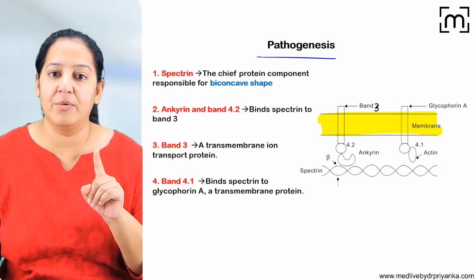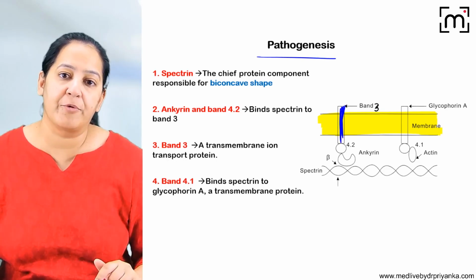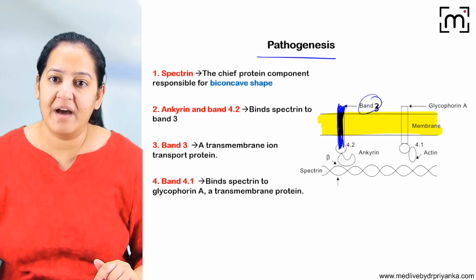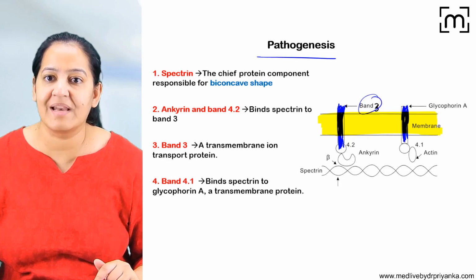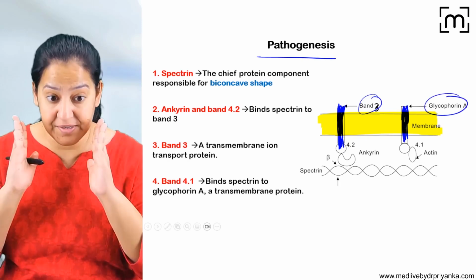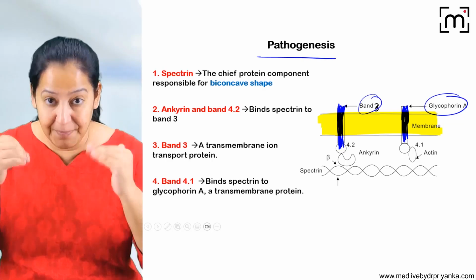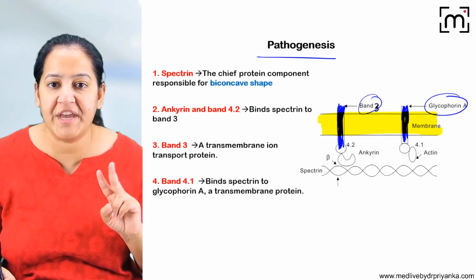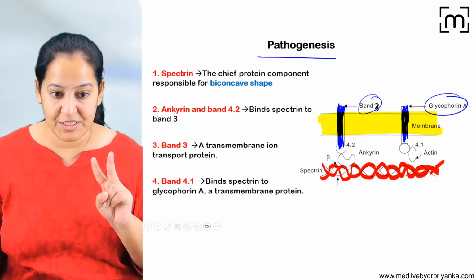In this cell membrane, two proteins are present, which are known as transmembrane proteins. One is band 3, and the other one is glycophorin A. These are the two proteins present in the cell membrane of the RBC, known as transmembrane proteins. Just below the cell membrane, there is another protein: spectrin. There are two chains, the alpha chain of spectrin and the beta chain of spectrin.